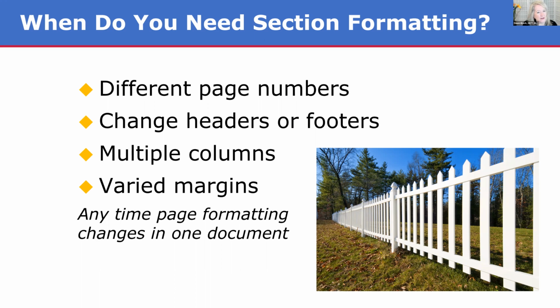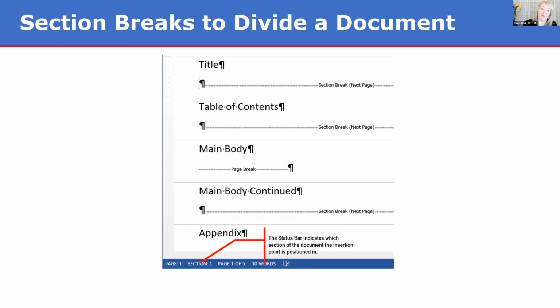So this is what we do when we want to have any kind of change to the page formatting. We want different headers and footers. We want different page numbers. We want to have different margins. You might even want to switch from portrait to landscape. Those are the places where we need section formatting. I'll show you some examples of how that happens and how that applies as well.